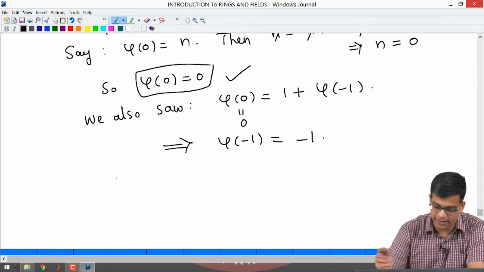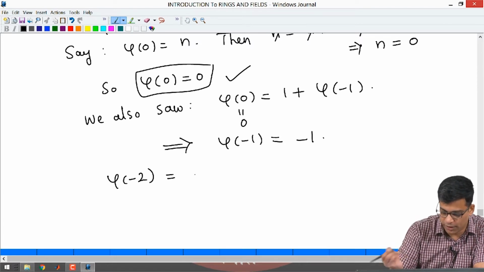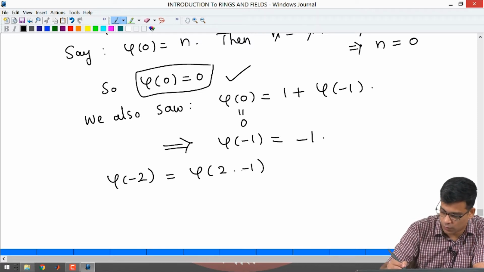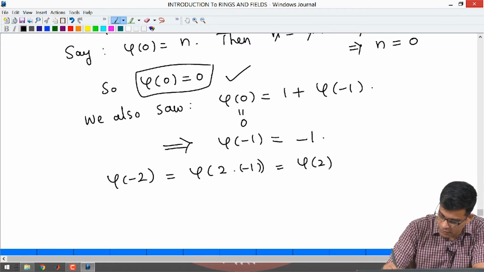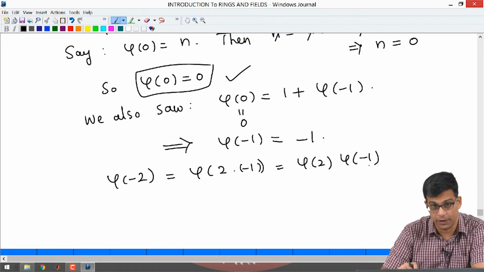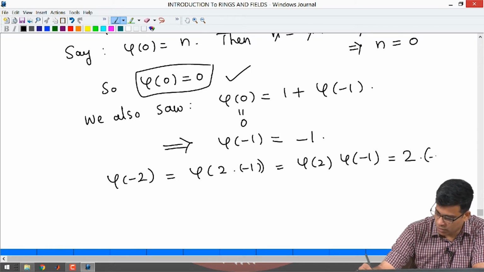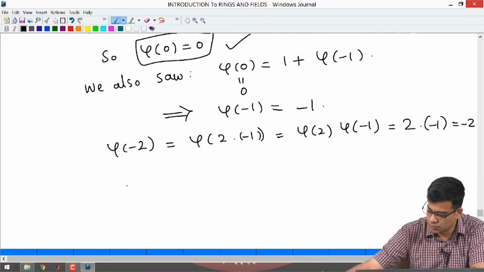What about phi of minus 2? Now, we can simply use the multiplicative property. So, phi of minus 2 is phi of 2 times minus 1, right, because minus 2 is 2 times minus 1. This is the same as phi of 2 times phi of minus 1 by the multiplicative property, which we have not used yet. Now, phi of 2 I have already shown is 2 and phi of minus 1 I have already shown is minus 1. So, this is minus 2. So, that means phi of minus 2 is minus 2.